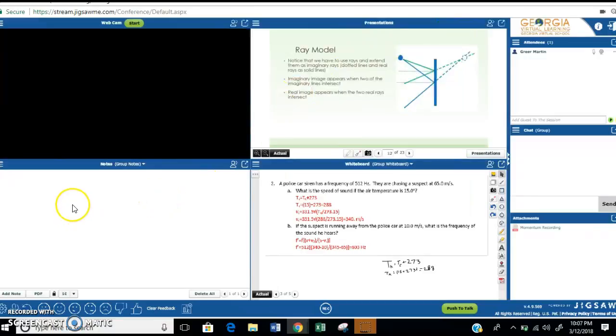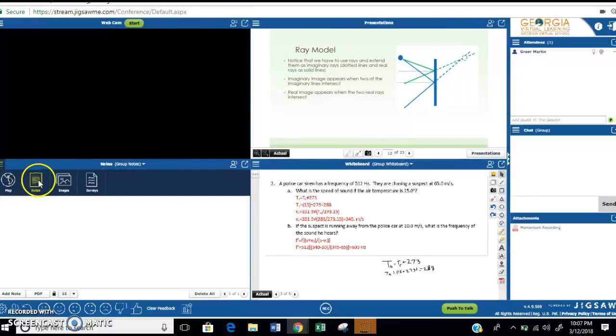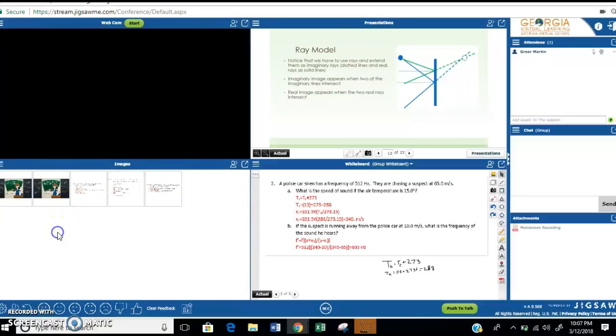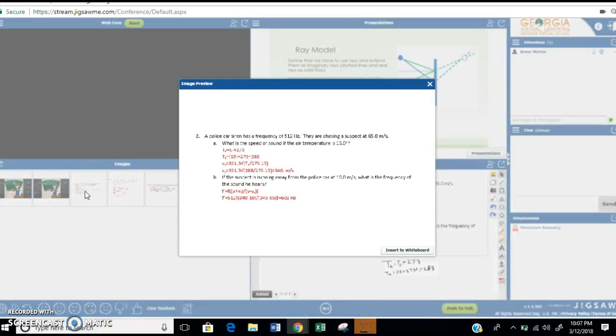Pane 3 I have right now for notes, but I also could use it for my images. So I could pull up an image of a practice problem and have it loaded for a student.